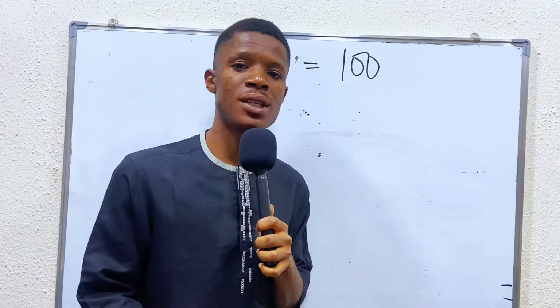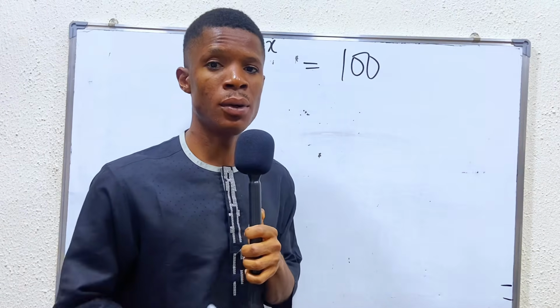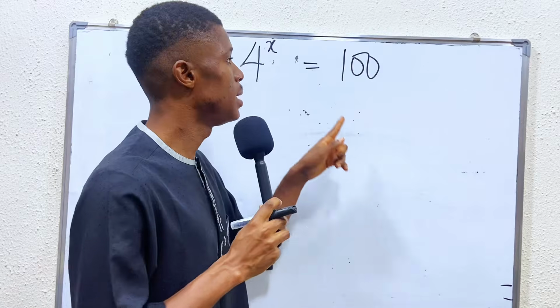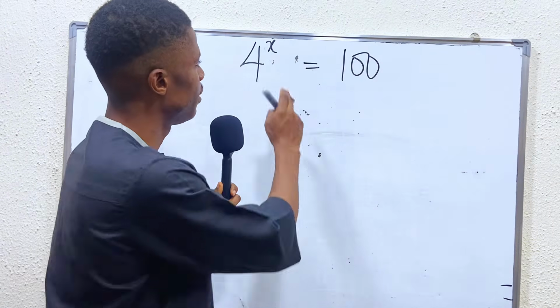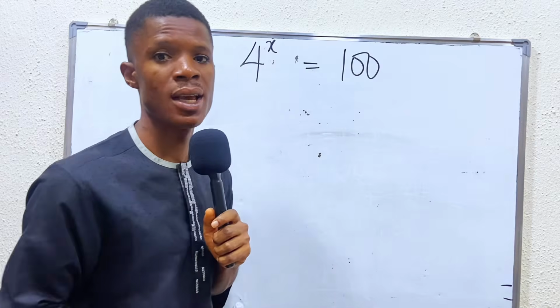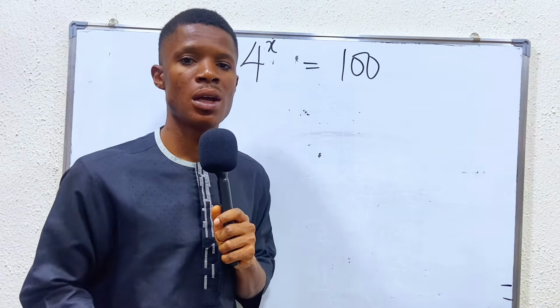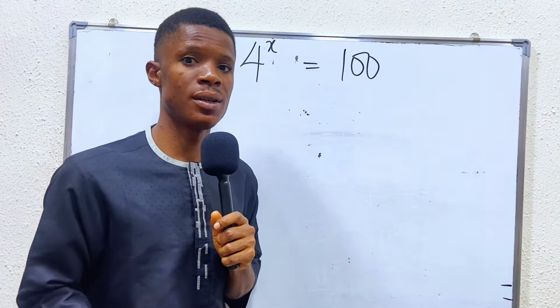Can you solve this Math Olympiad problem we have on the board? If you think you can, please pause the video and make a guess. Our goal here is to find the value of x in 4 power x is equals to 100. For us to solve this is very simple.